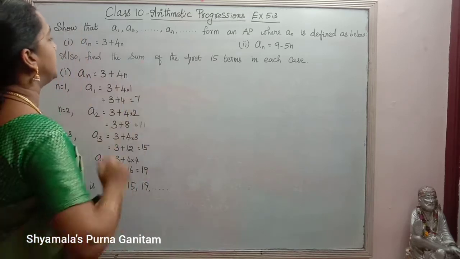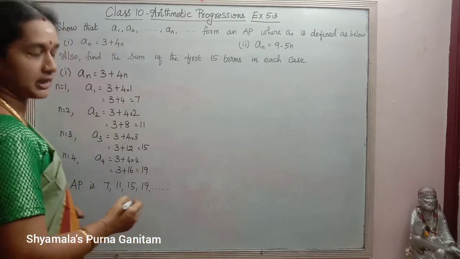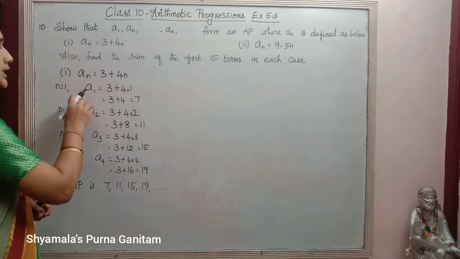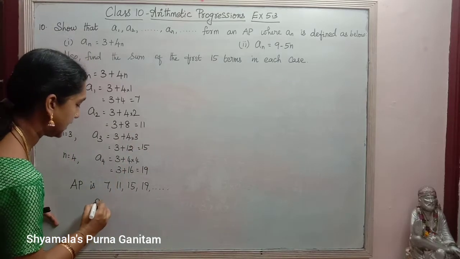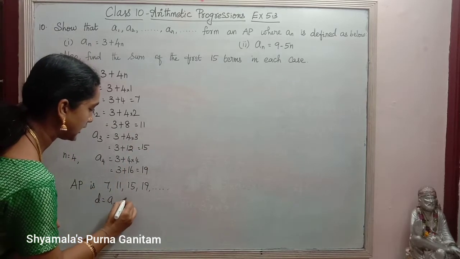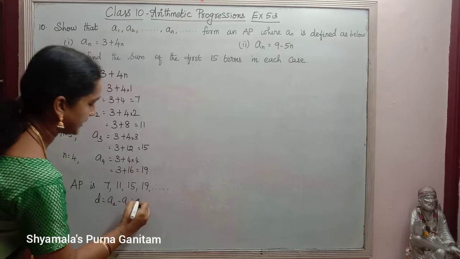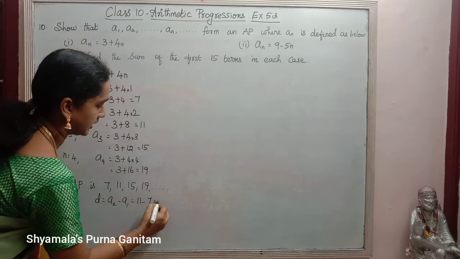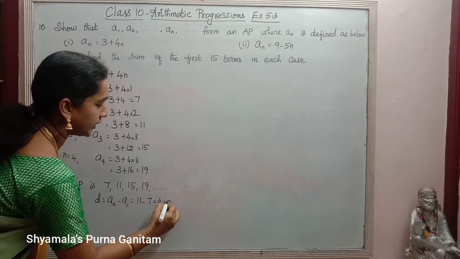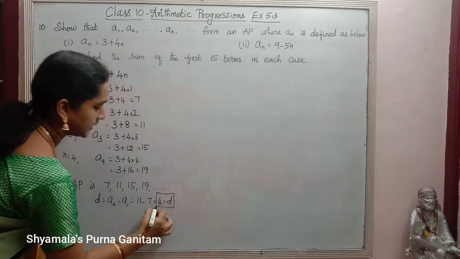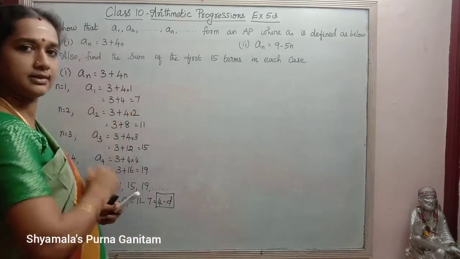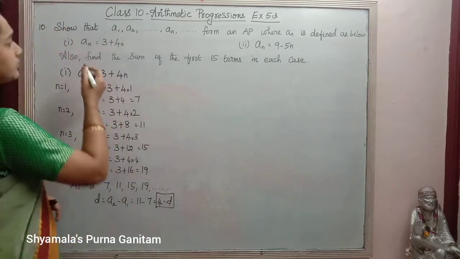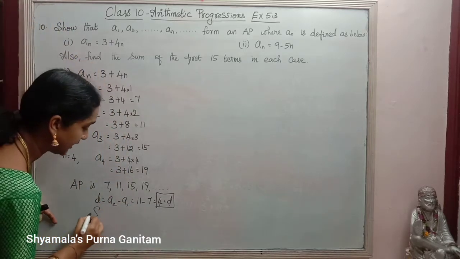So, now we will find the sum to 15 terms. A1 is nothing but A, and D is equal to A2 minus A1. So, A2 is 11 minus 7, that is equal to 4. So, we got D as 4 and A1 is nothing but A, so that is 7. Now, we will find S15.